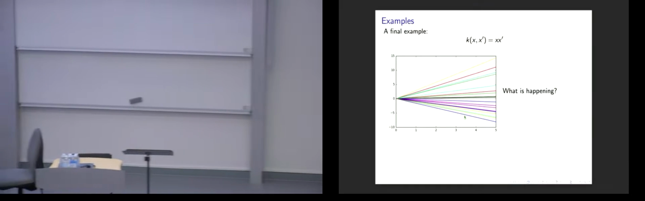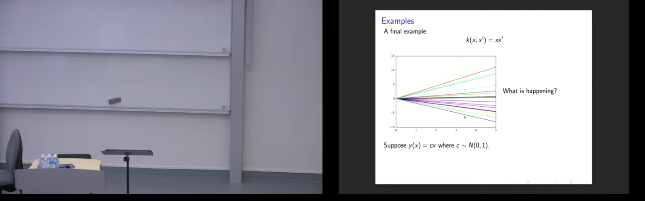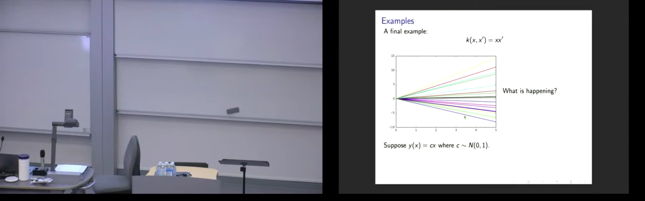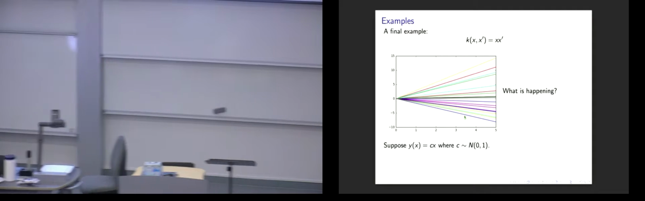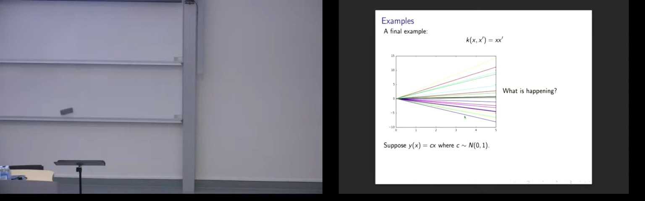Well, we can generate this kernel. So let's think about a function y of x that is some constant c times x, where we don't know what c is. Give it a random distribution where it's normal, mean 0, variance 1. So this is our model, y of x. Let's work out what the covariance function is for y.